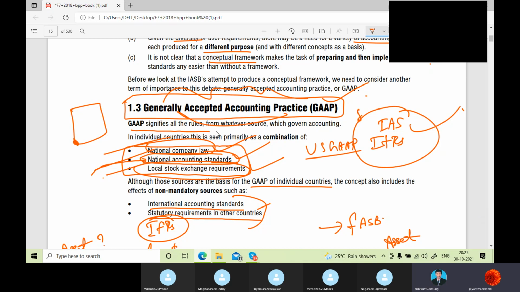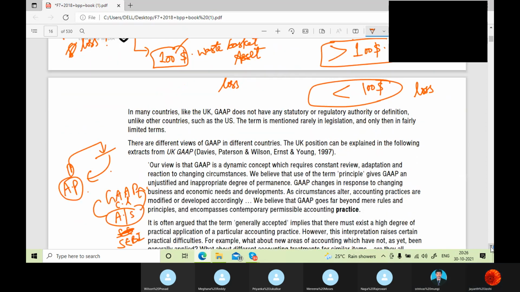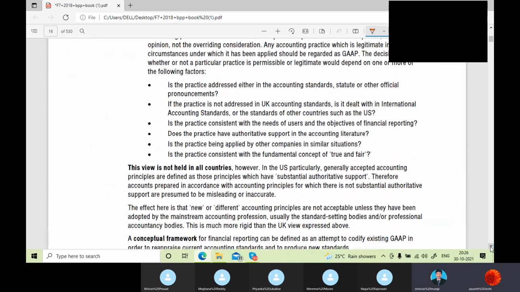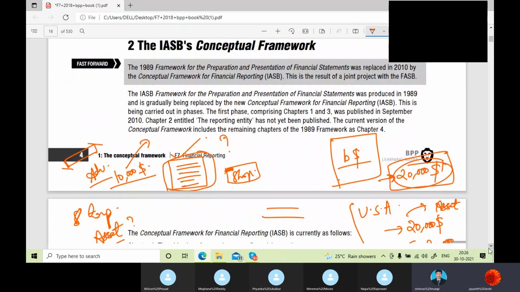all rules from whatever source which govern accounting. Yes. That means it is a set of rules. It's a dynamic concept. It changes, sir. When the rules change, it automatically gets amended if the standards get amended, if the laws get amended. It's a set of laws and rules. That's it. But for accounting, for preparing reports, you have to follow the standards only. Company law and all, I don't think that is followed. Only format-wise, company law is followed. That's it.